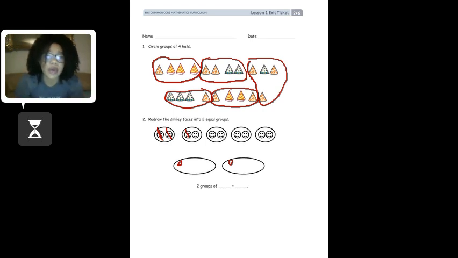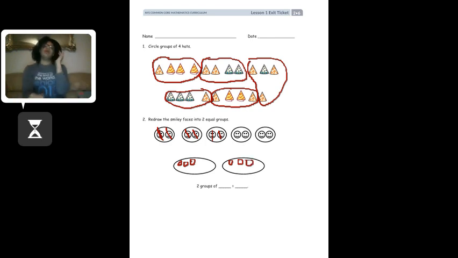So now I'm going to cross out this smiley face and put it in the first one. And I'm going to cross out the second one and put it in the second group. So now we have 2 groups that have 2 smiley faces in each group, but that's equal but not done because we still have other smiley faces. So I'm going to cross out the smiley face and put it here. And then I'm going to cross out another one and put it here.